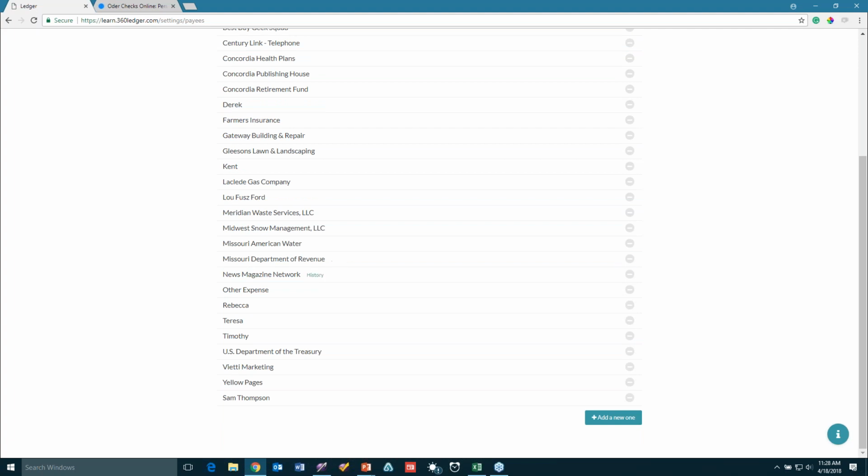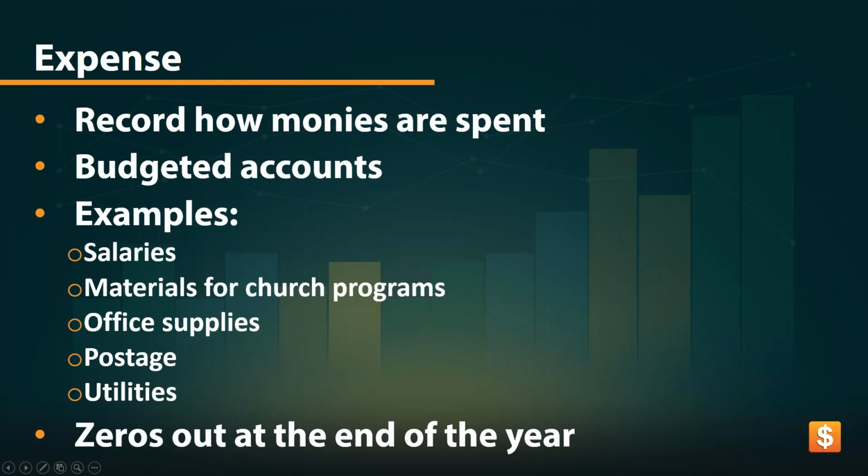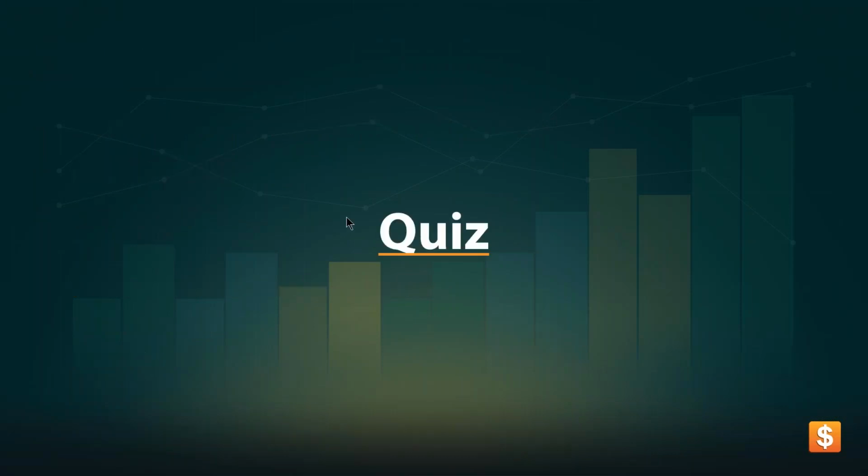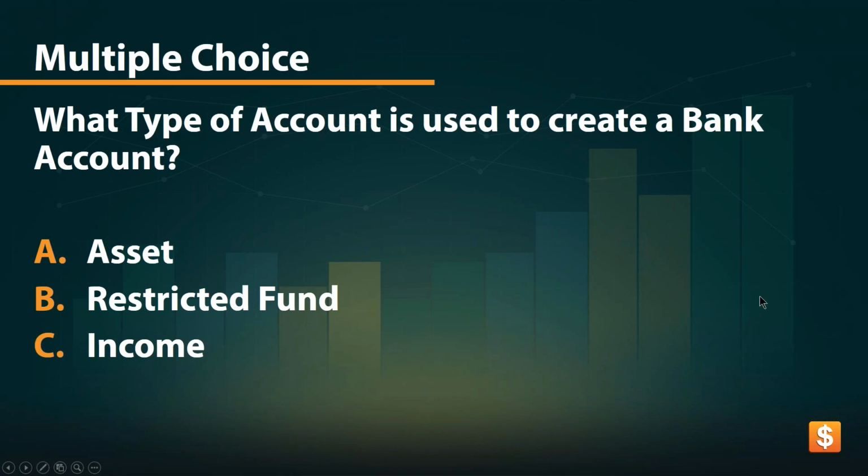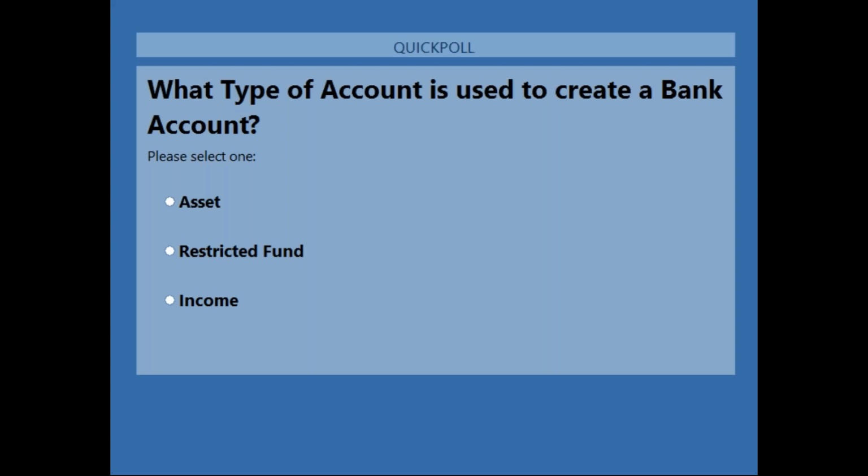Okay, so why don't we go ahead and go to our end of class quiz. So we're going to go to quiz, and I'm going to go ahead and launch the first quiz question. Our first quiz question is going to be multiple choice. Okay, and everybody should be able to see the poll at this point in time. Multiple choice: what type of account is used to create a bank account? A, asset, B, restricted fund, or C, income?